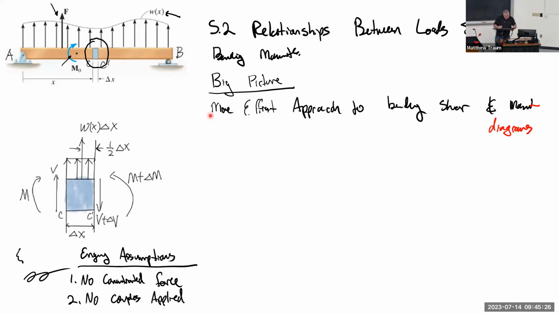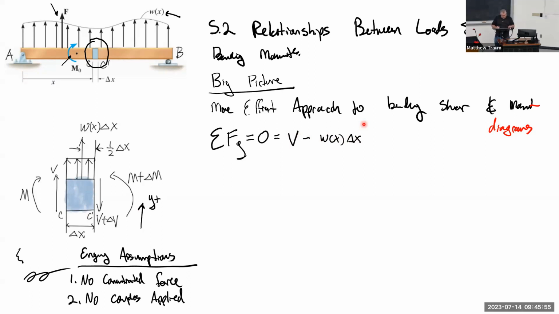So we've got the sum of the forces in the Y direction. By the way, that's the positive Y direction. Because the system is static, that equals 0. And we're just going to go through and add everything up. So I've got positive V, I've got negative W of X delta X.